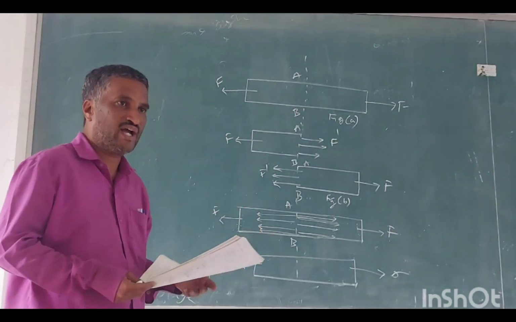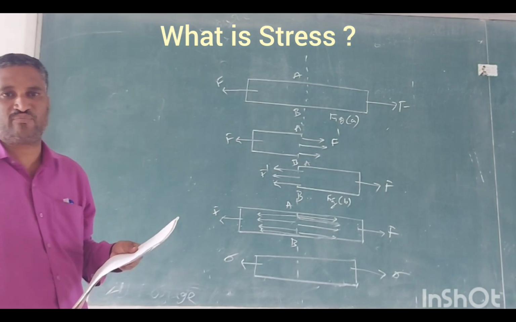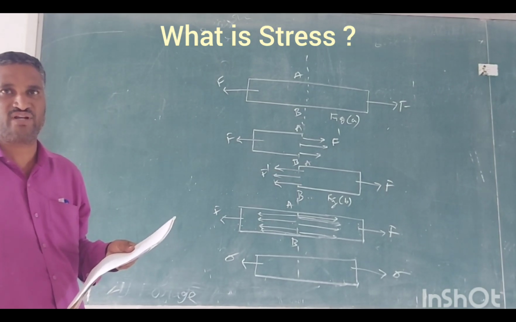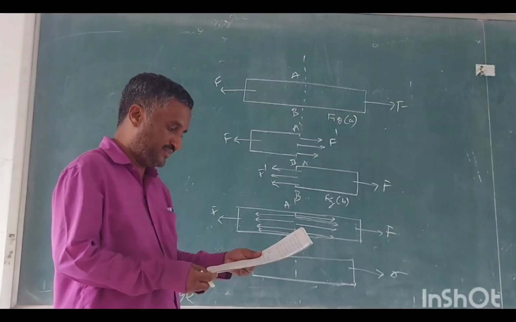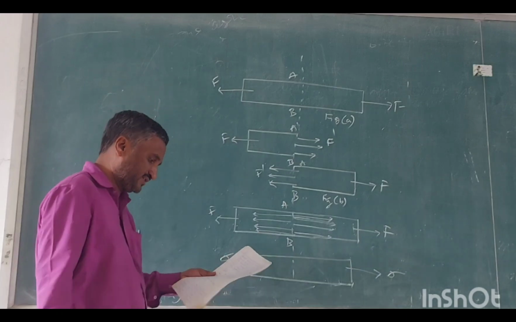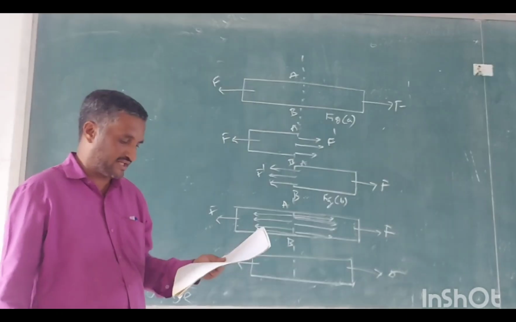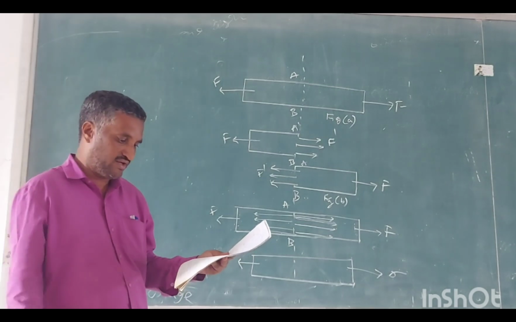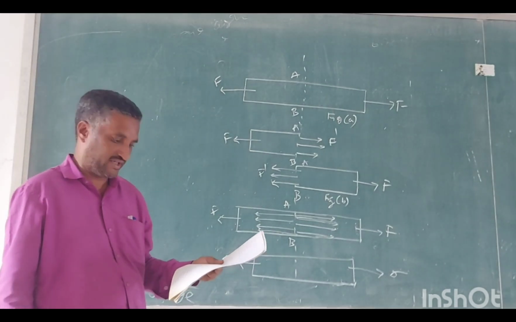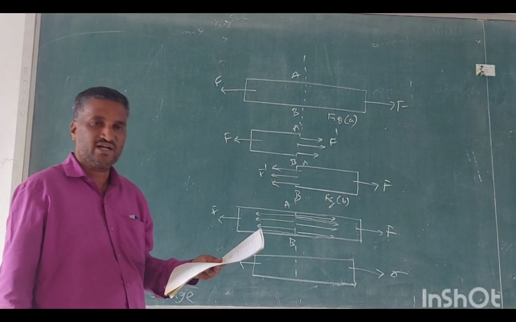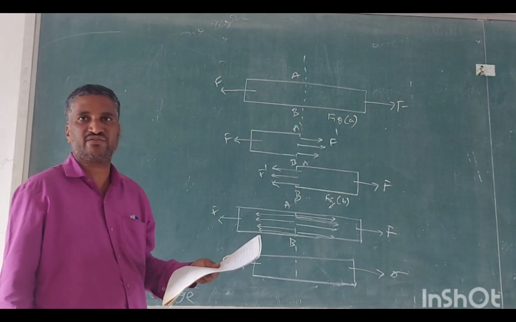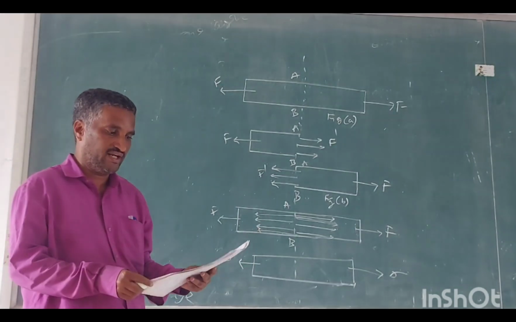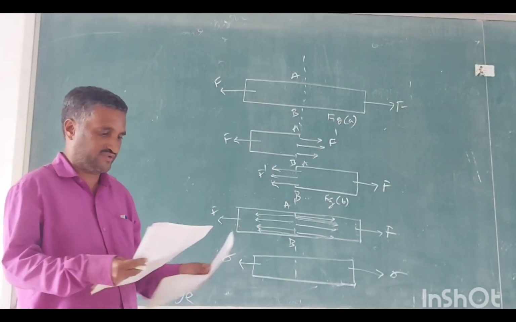So after the load we have what is stress. Stress is a very important part in design of machine elements as well as in strength of materials. What is stress? When a body is acted upon by an external force or load, a resisting force is set up inside the body. Such a body is said to be in a state of stress, or stress is the resistance offered by the body against the deformation. That is called stress.